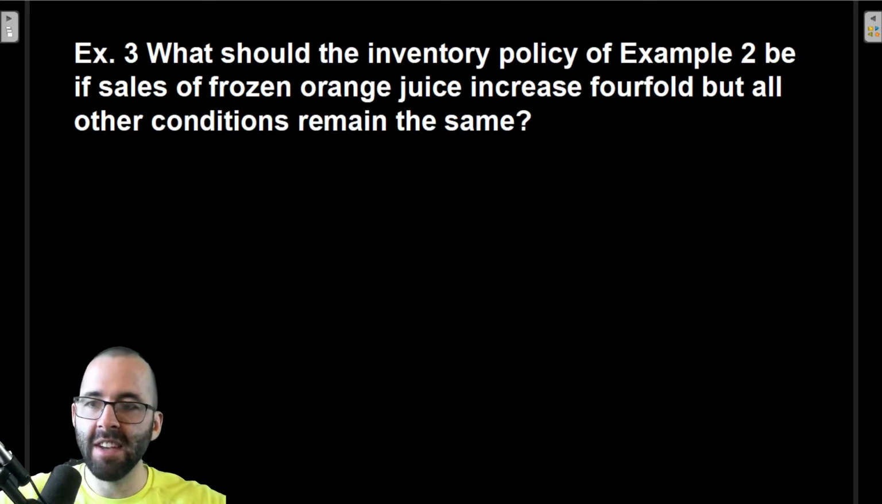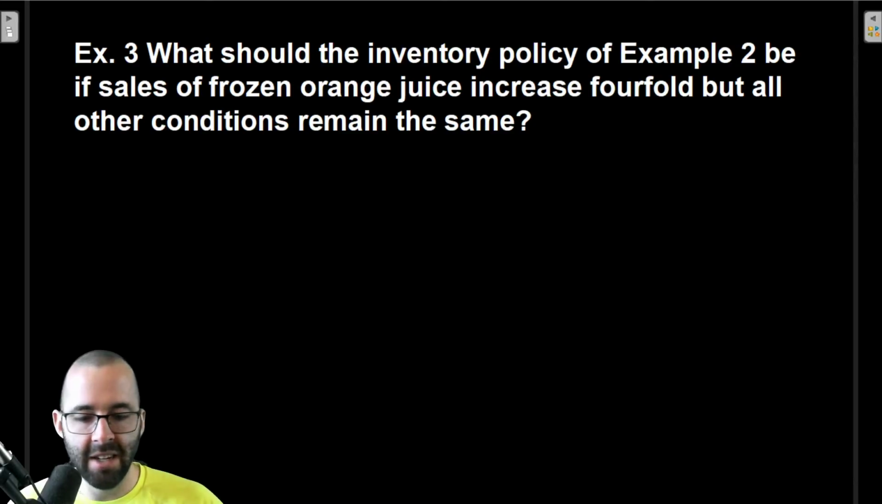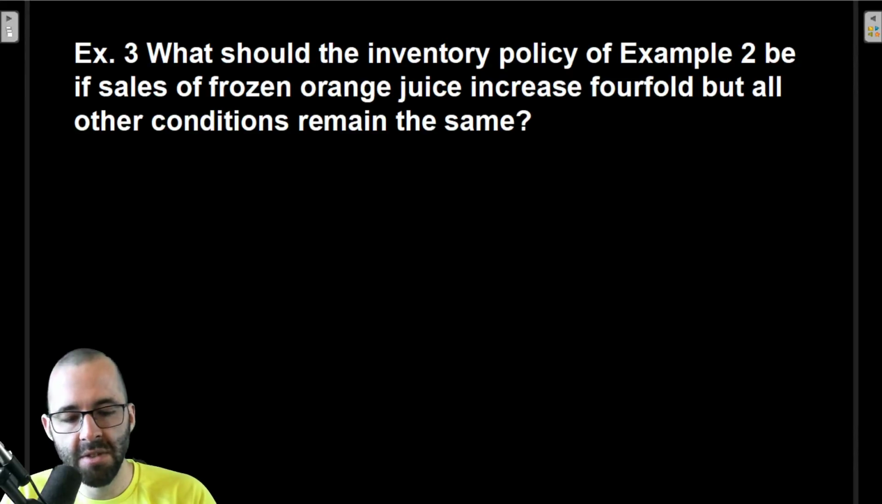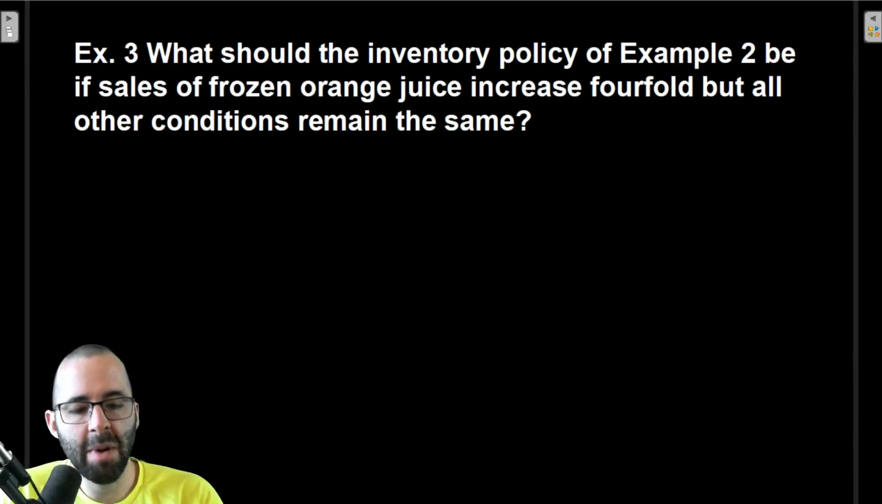All right, third example, and then we're going to stop talking about inventory. We're going to set this one up very, very similarly. And then we'll look at some other stuff as well. So what should the inventory policy be from the previous example?